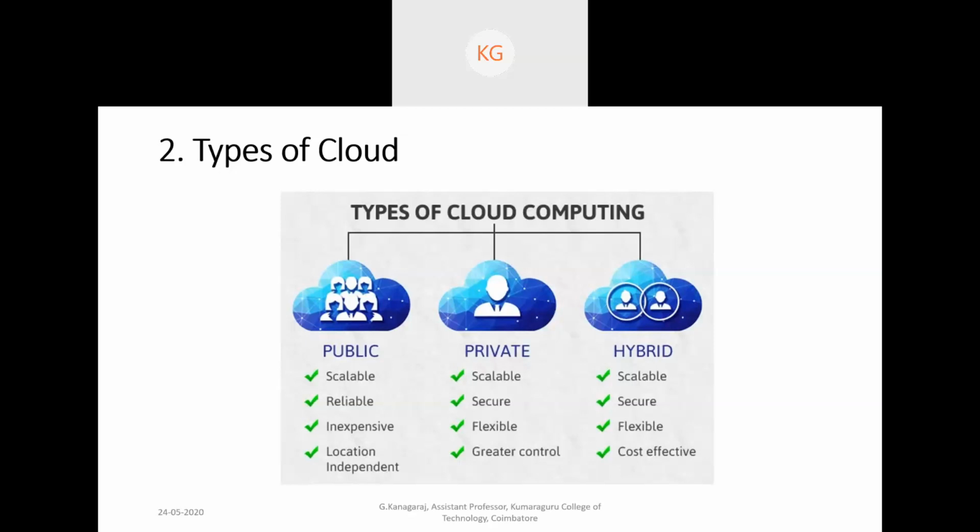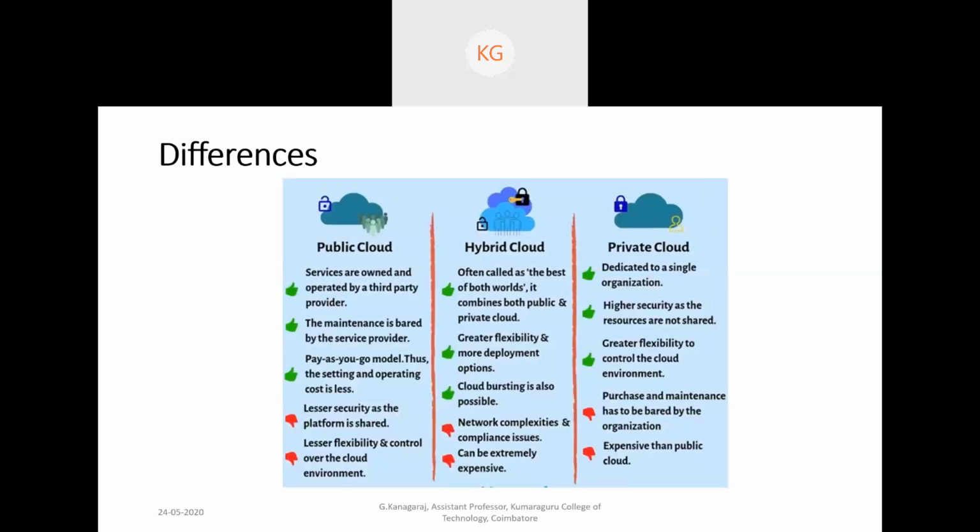Let's move on to the next slide. We need to know the difference between these three clouds. When you consider public cloud, services are owned and operated by third-party providers. As we discussed, examples of public cloud are the Apple iTunes store, Google Drive storage, and OneDrive. These are all examples of public cloud. Maintenance is handled by the service provider, not by us, right?